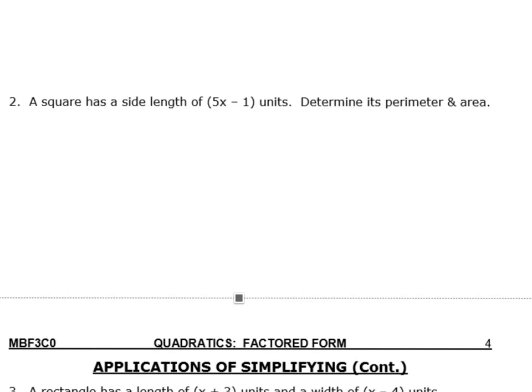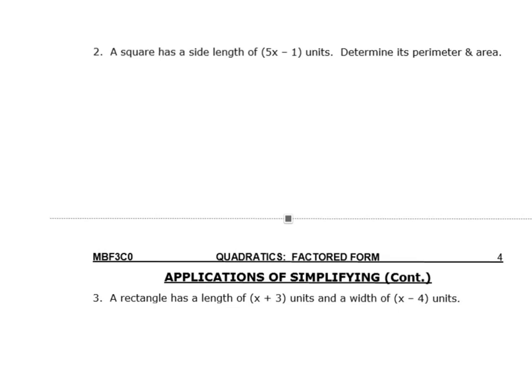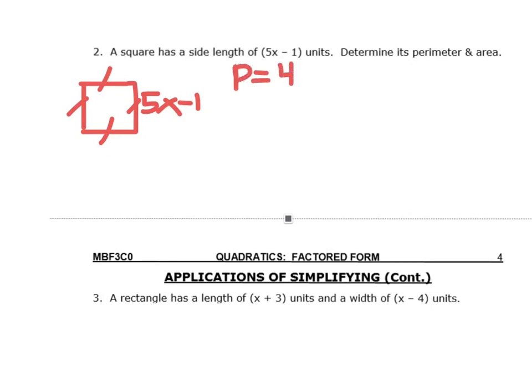Let's do another one that is considered in a word problem. So what I would recommend is always writing and drawing out the image. So you have a square, and they're saying the square has a side length of 5x minus 1. And we know that a square has all equal sides. So if we want to, we know that perimeter would be 4 sides of 5x minus 1. And we do distributive property.